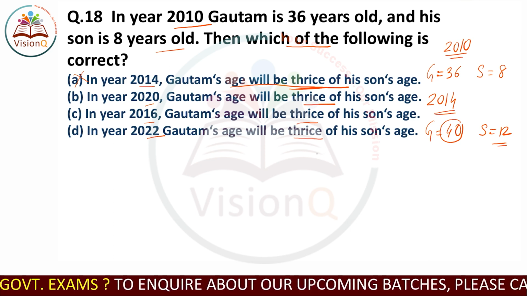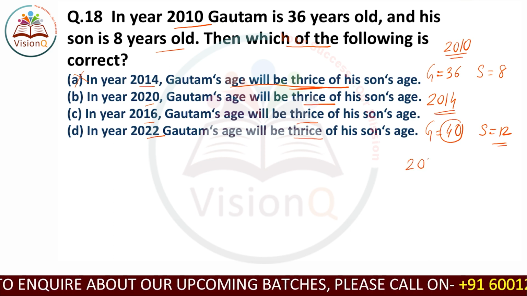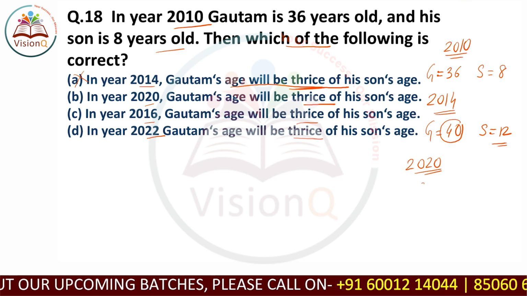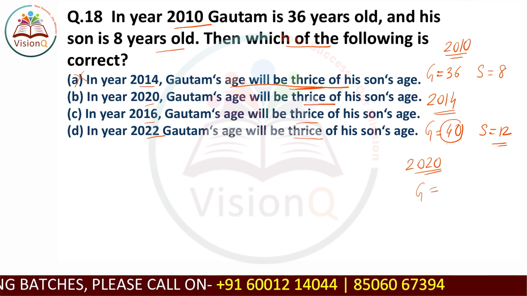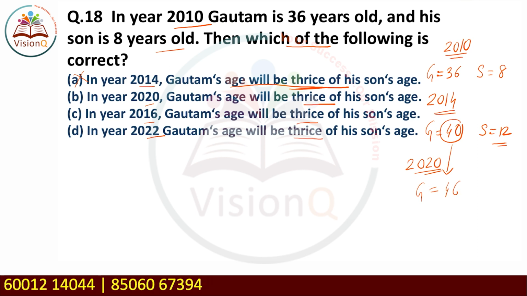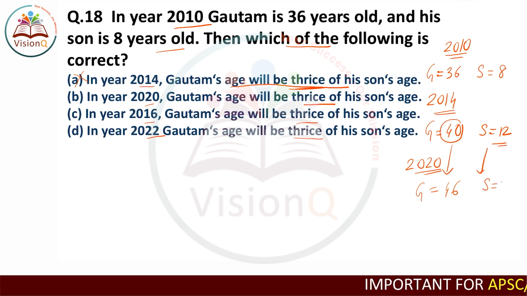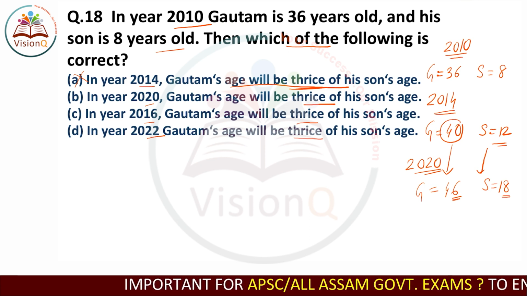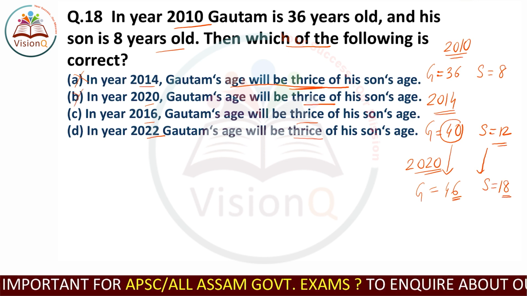In 2020, Gautam's age will be 40 plus 6, 46 years, and the son's age will be 12 plus 6, which is 18 years. We can clearly see that 46 is not 3 times 18. So option B is also wrong.